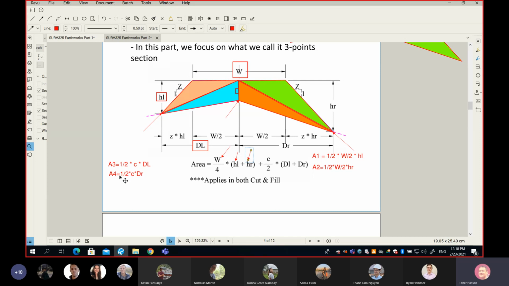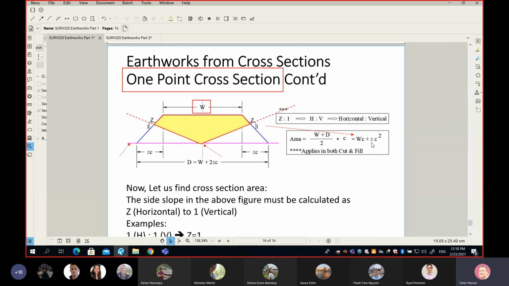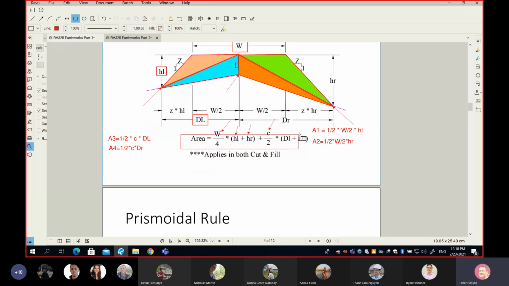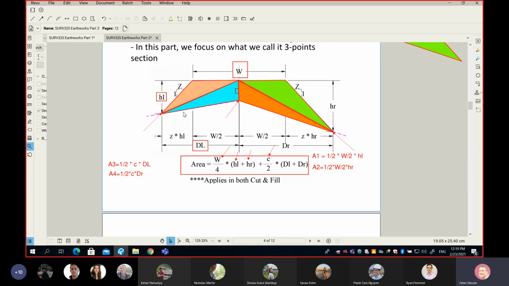How about A3 plus A4? There is a common factor, which is C over 2, which is here, C over 2, and then multiplied by DL plus DR. And you can see, finally, we are able to find an alternative equation to W plus C. So now we don't have to use this one. I'll box it out for you, because this one applies only when the shape is trapezoidal, while now we have an alternative equation which I will box out, and this equation will simply find for me this irregular cross-section area. Are you following so far?